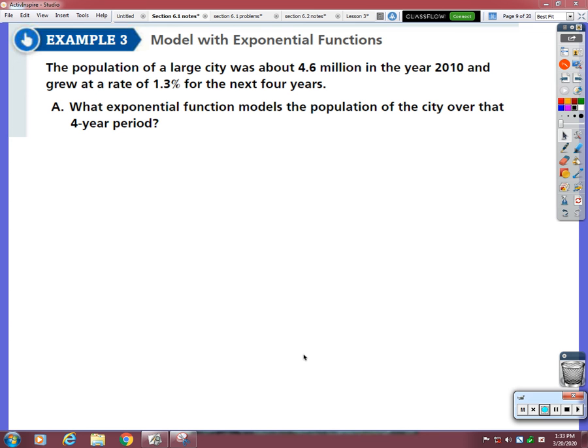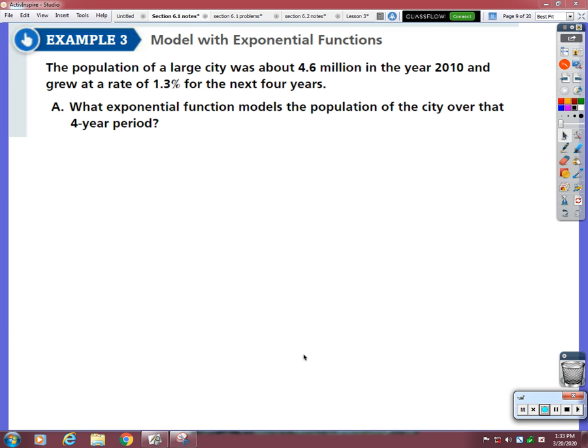Today we are going to continue our study of exponential functions. Yesterday we went over some basics of exponential functions, what they are, domain, range, crazy things like that. Today we are going to look at how they are used in the real world.